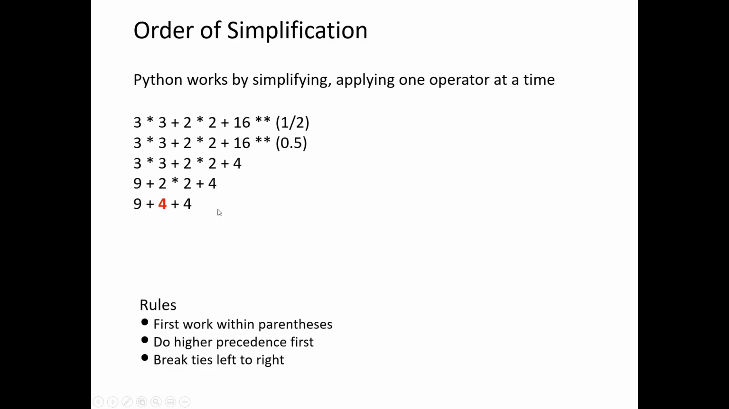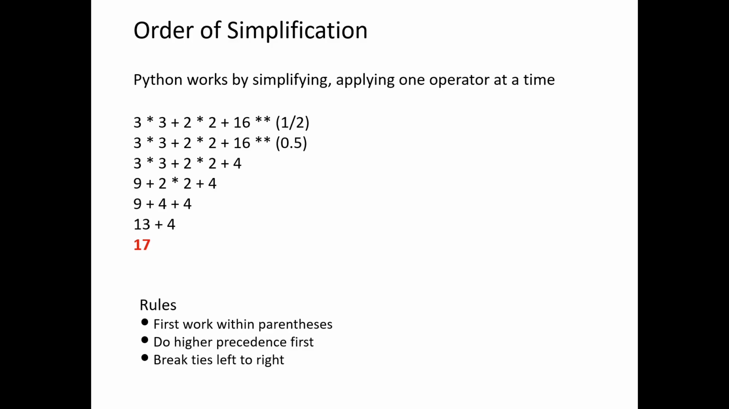And now finally it's going to do addition and subtraction. In this case we have two additions, and it's going to do them left to right first. So it's going to take this operator and do 9 plus 4 and get 13, and then the remainder of that expression is plus 4. And finally we only have one operator left. It's going to resolve that and get 17, and then do whatever we want with the result of that expression.